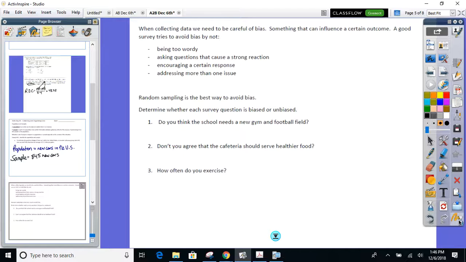Biased. Why? For number 1, I got 2 different issues going on. I got the new gym and I got the football field. And I'm kind of pushing you towards 2 things there. Like, what if you think we need a new auditorium? Well, you don't get a shot at that because it's either this or this. So that's biased.